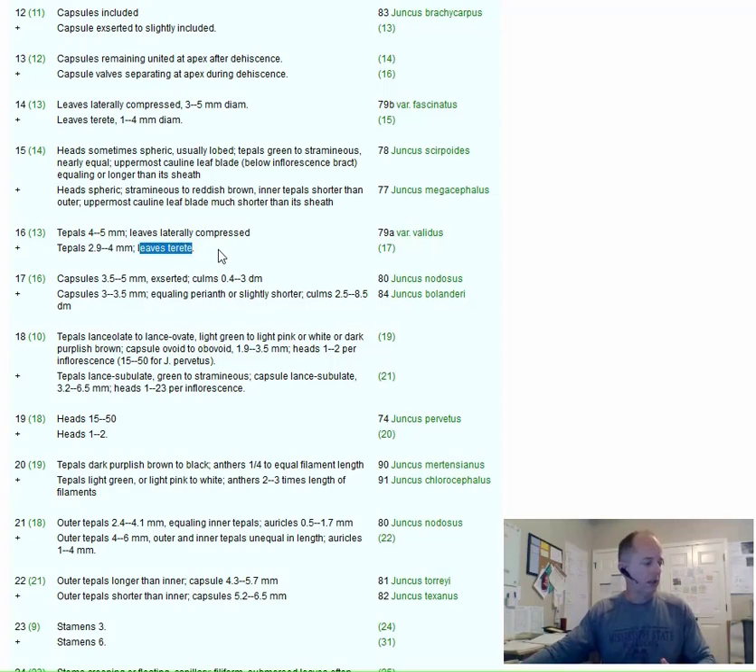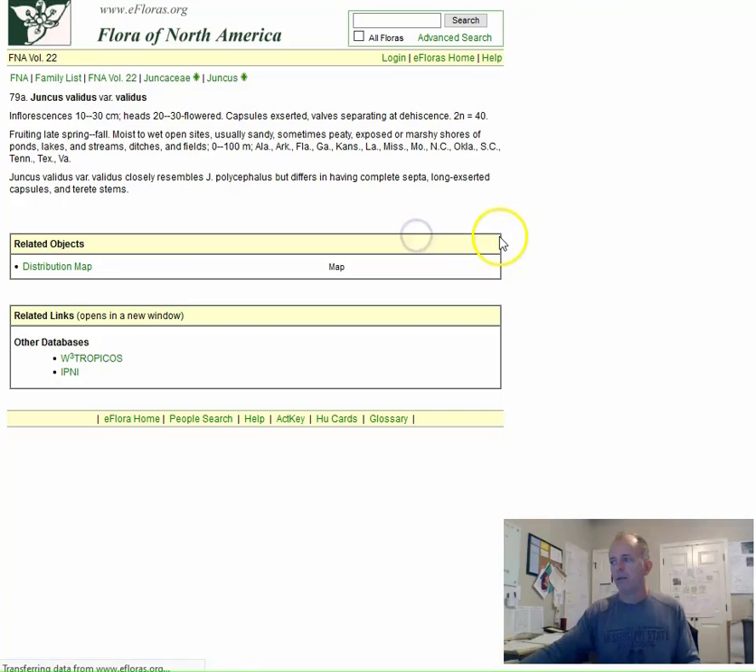Now, the tepals that I measured were all right around 3 millimeters long, which would suggest this, but the leaves were laterally compressed, which would suggest this. And then it turns out if you come down here to number 17 and you get these two options down here, it's not one of these two species. So in fact, what we had was this validus.